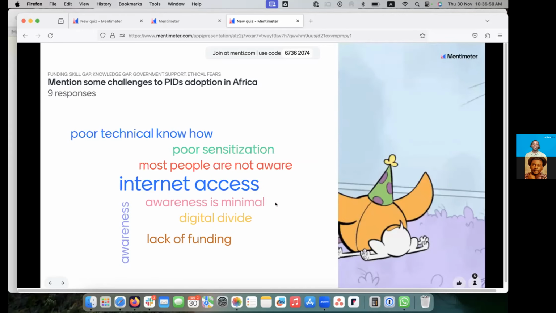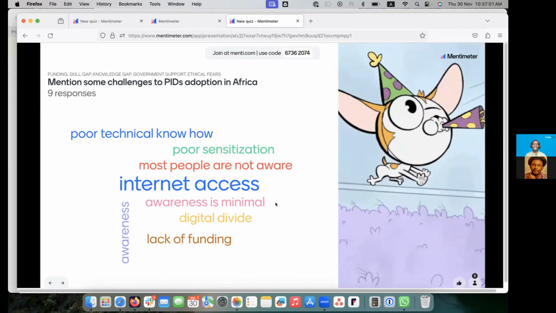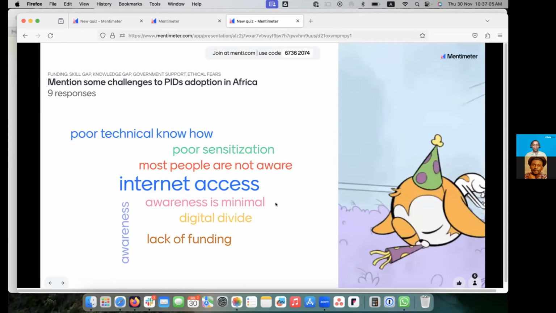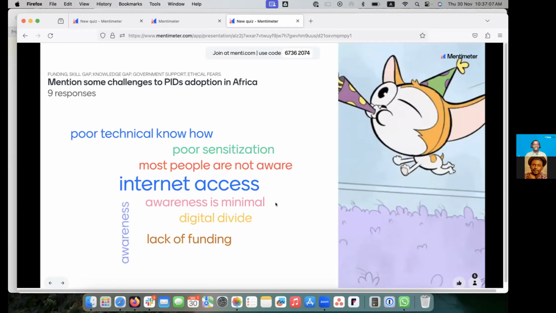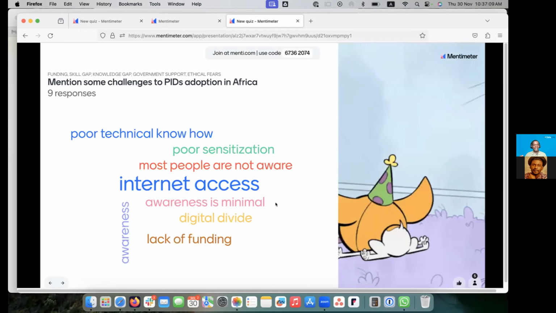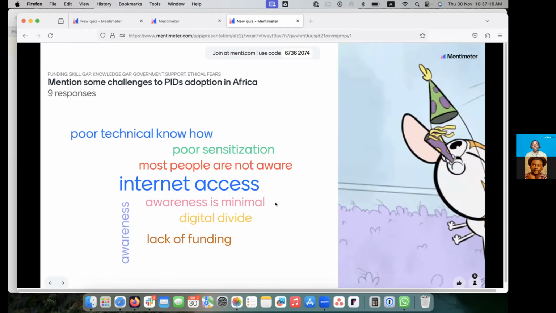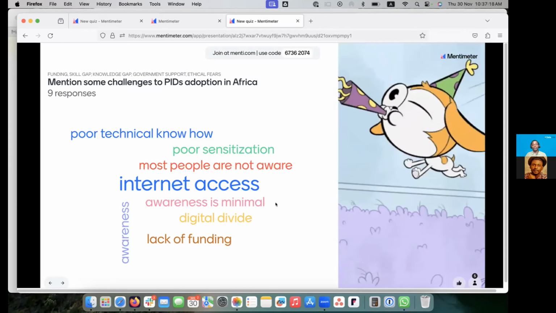Poor technical know-how. I can't but agree with you fully. We need the technical skill. The little or few of us that get to know this, technical people are expensive today. So I agree with this absolutely.